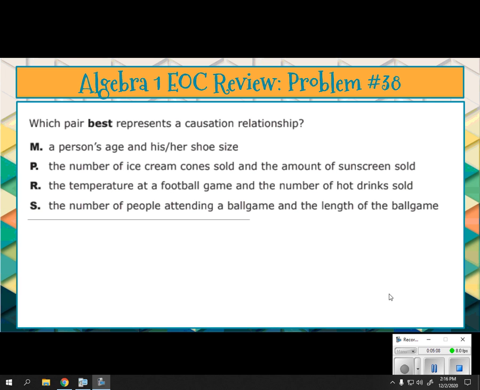And we could run an experiment, we could collect data, we could send somebody out at the concession stand every single week and count the number of hot drinks sold, and measure the temperature. I'm pretty sure we could collect data on all of these, but we should be able to see that temperature is going to have an effect on the number of hot drinks sold. So R is going to be the best answer for this one.